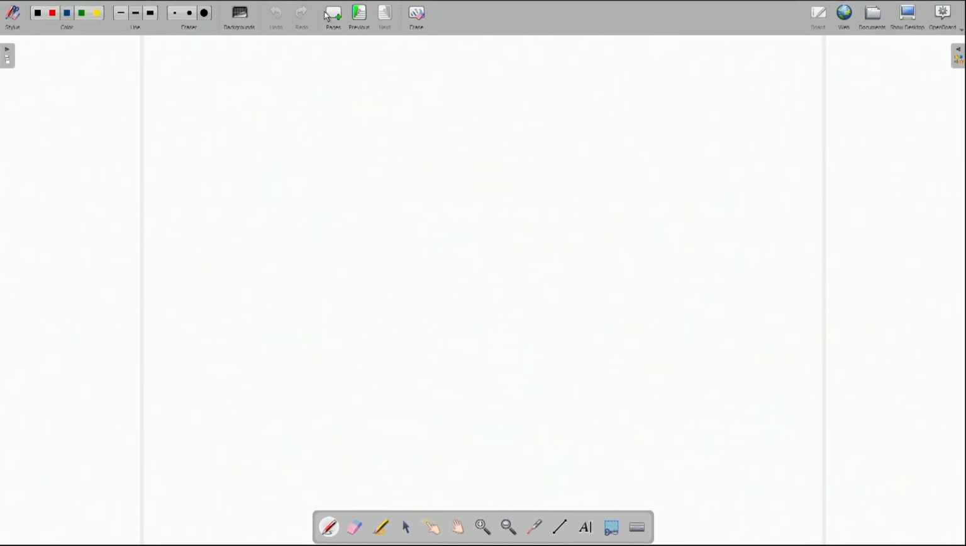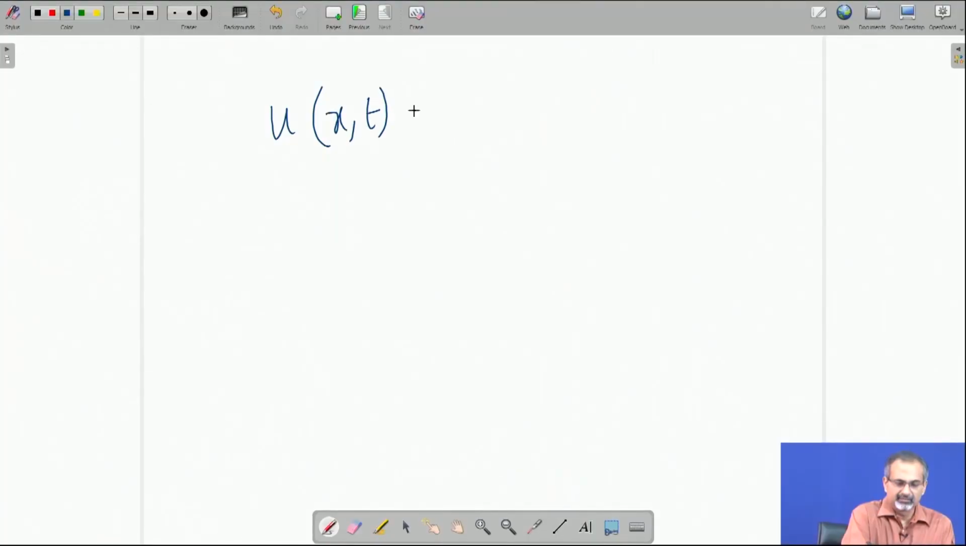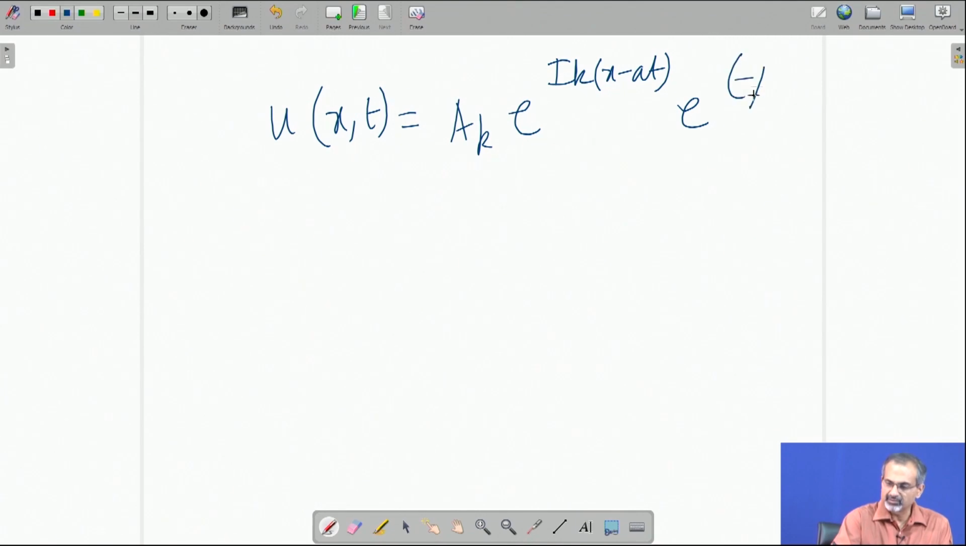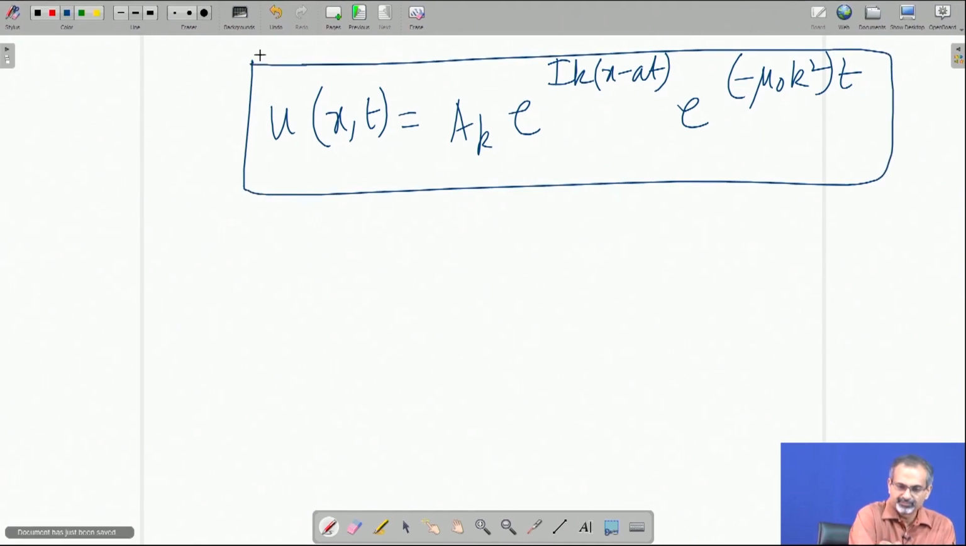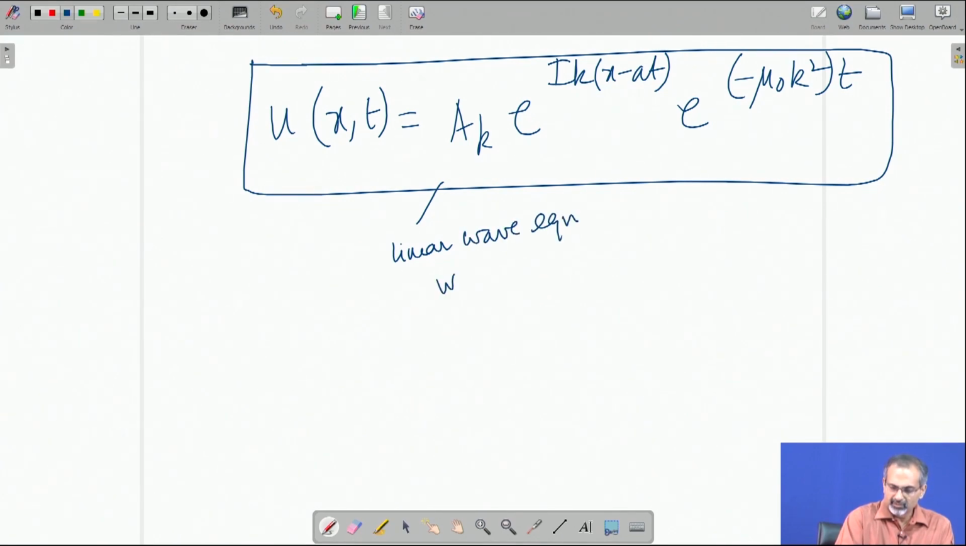Finally, we have solved for the value of b, and therefore, the solution u x t will then be a k e to the power of I k x minus a t into e to the power of, and we now substitute the b that we have worked out. This is the final form for the linear wave equation with second order dissipation.